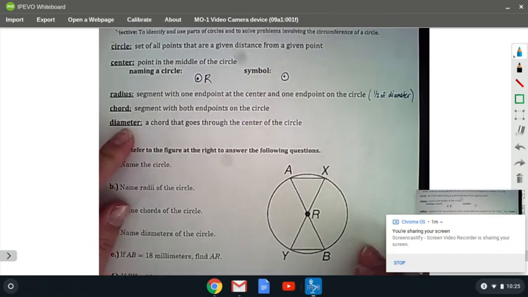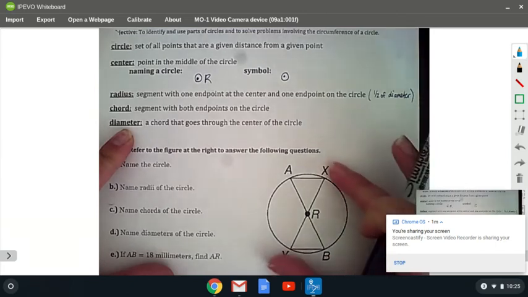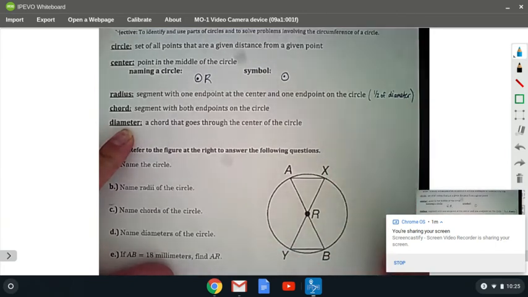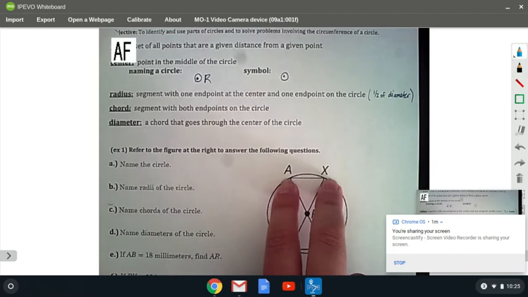A chord is a segment with both endpoints on the circle. So an example of a chord would be XY. A chord is across the whole thing. Another example of a chord could be AX. Okay, it does have two endpoints on the circle.